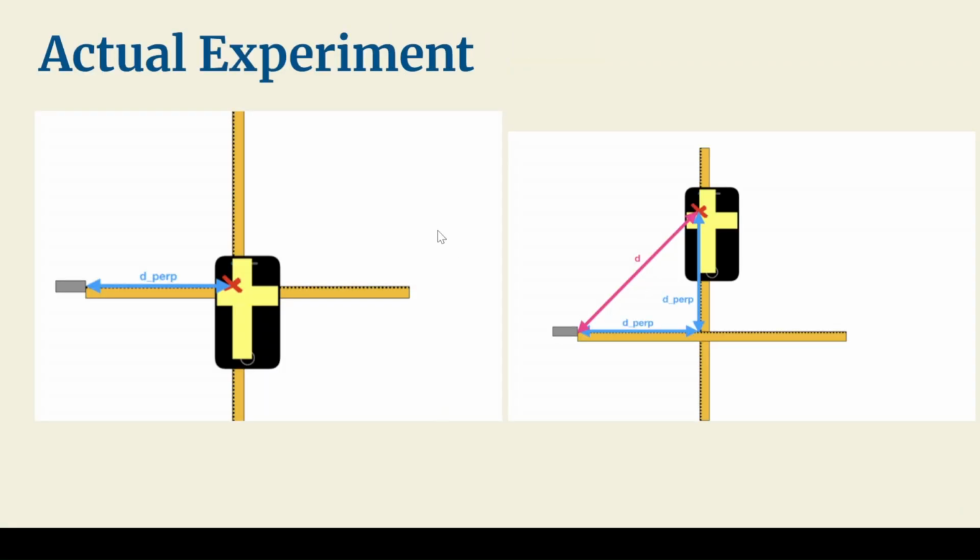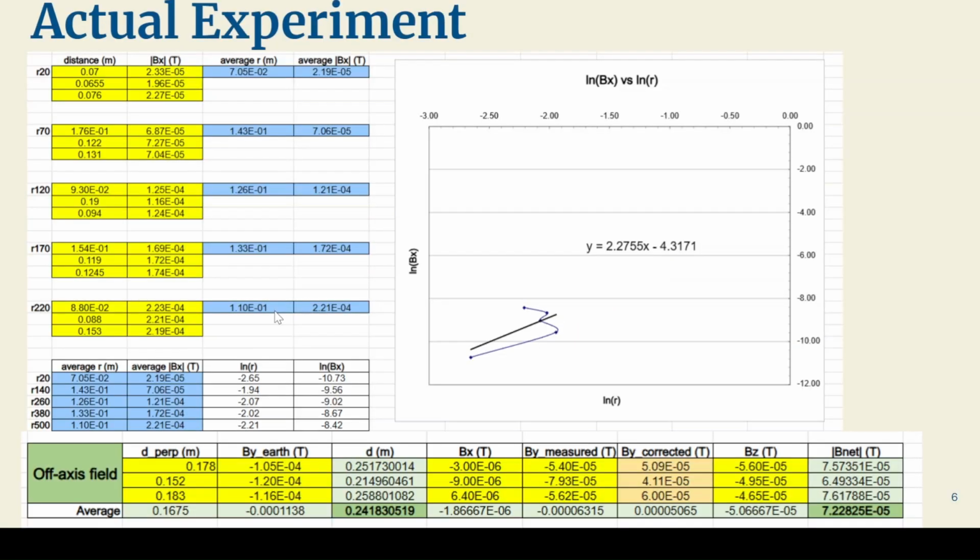For our actual experiment, here are the two major points that we looked at to see how it's affected. And here's our actual experiment and how it did. I think we did pretty well, but I feel like we could have done a little bit better. I would rather focus on B net being 7.228, so that's where I want to focus right now.